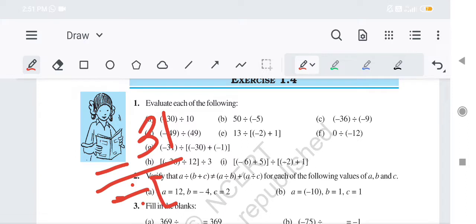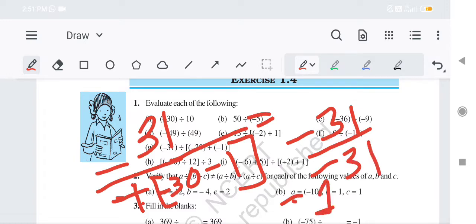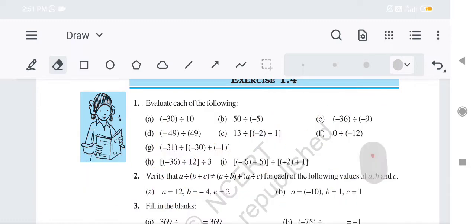Now in the next sum it is written minus 31 divided by minus 30 plus of minus 1. So I am just directly writing it as minus 1, and in the answer I am getting minus 31 divided by minus 31. So in the answer it is coming plus 1. As we are dividing two negative integers, in the answer we will get a positive integer and the numbers will be divided as well. So in this way we will get the answer.